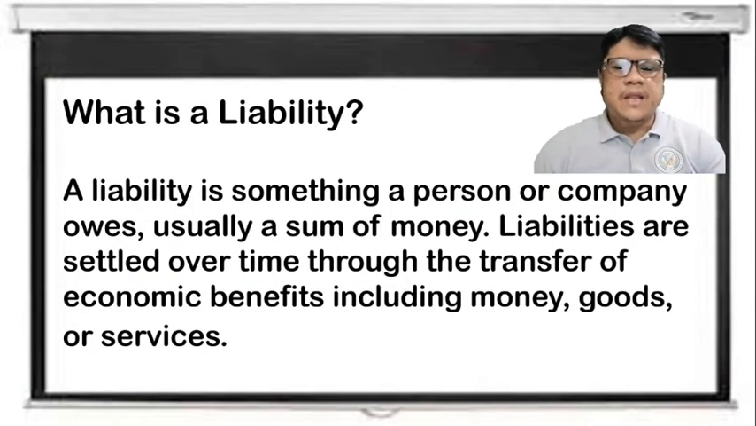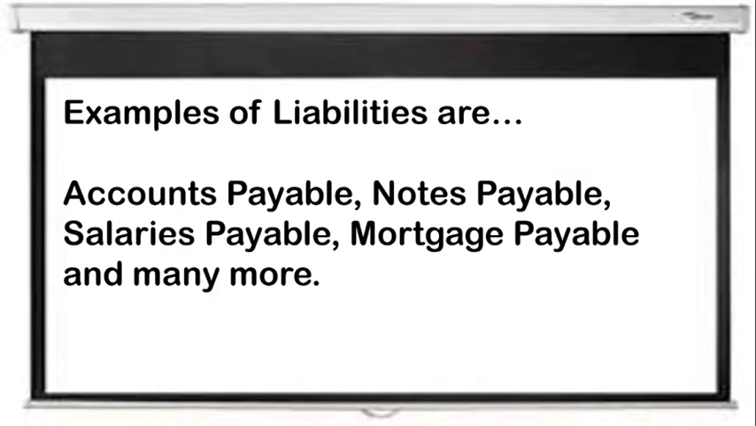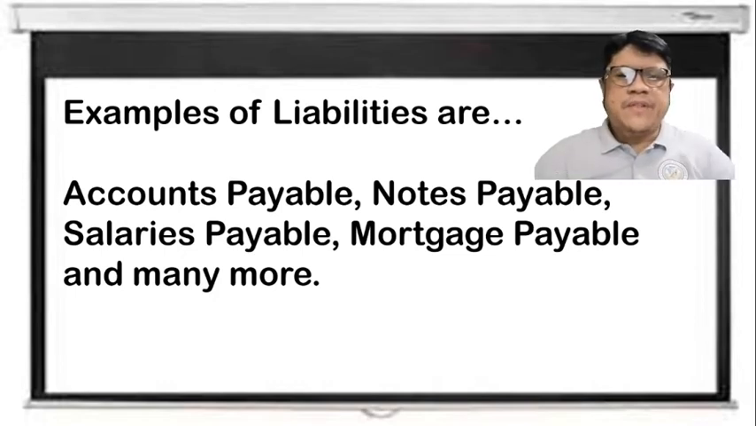What is a liability? A liability is something a person or company owes, usually a sum of money. Liabilities are settled over time through the transfer of economic benefits, including money, goods, or services. Examples of liabilities are accounts payable, notes payable, salaries payable, mortgage payable, and many more.